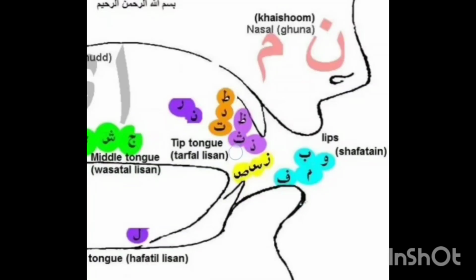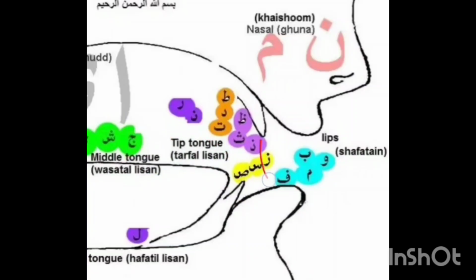Today's 3 letters we're gonna take are these 3, the yellow ones, Zay and Sin and Sad. They come from the same مخرج or articulation spot, which is the tongue, and more specifically the tip of your tongue. So let's see how we're going to place our tongue to be able to pronounce these letters. Take the tip of your tongue and place it at your lower teeth. Your tongue is going to go up a bit and then touch your lower teeth, but just slightly, not too much.